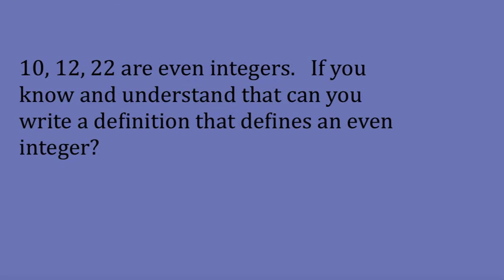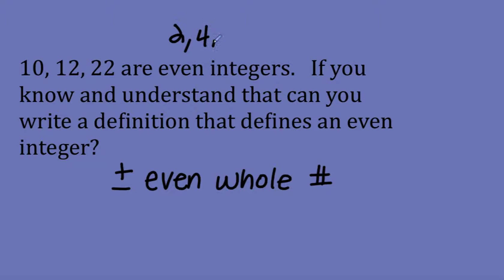Here, let's try this one. 10, 12, and 22 are even integers. If you understand that, can you write a definition that defines an even integer? Well, an even integer is a positive or negative even whole number. So 2, 4, 6, 8, who do we appreciate? Those are all even integers. If I made them all negative, they would also be even integers.